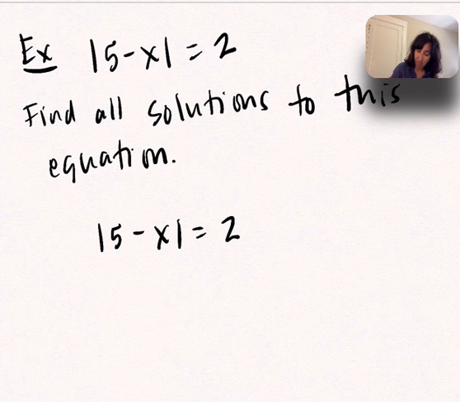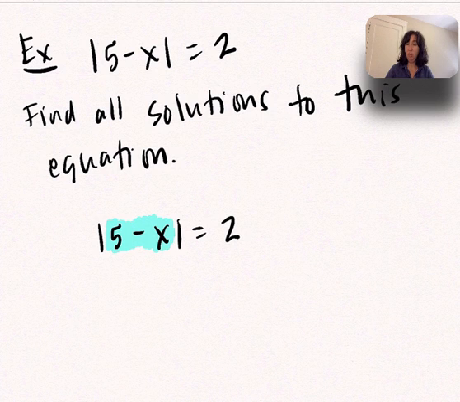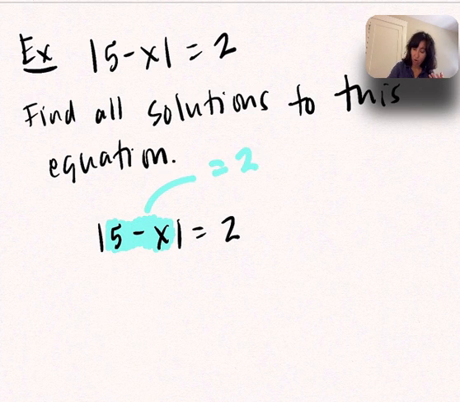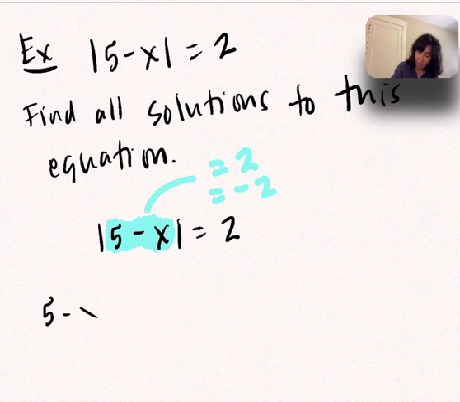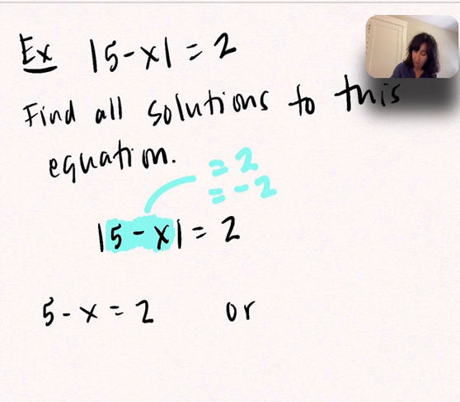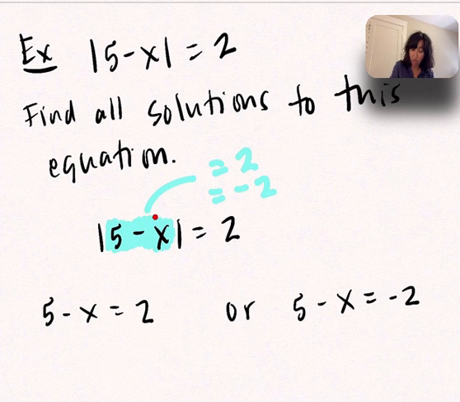Well, what we need, based on what we know so far, is we need the thing inside to be either 2 or -2. And those are the only two things that will make us get a 2 out if I take its absolute value. So what I mean by that is we need to have 5 minus x equals 2, or we need to have 5 minus x equals -2. The thing inside the absolute value has to be 2 or -2, so that when you take its absolute value, you get a 2 out.